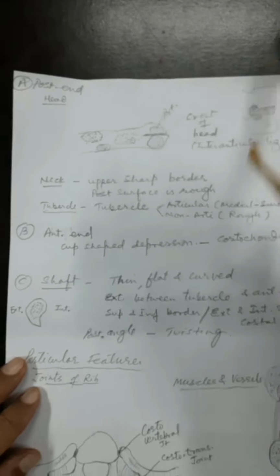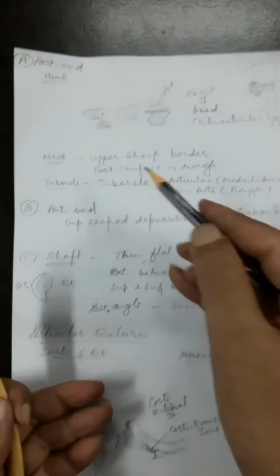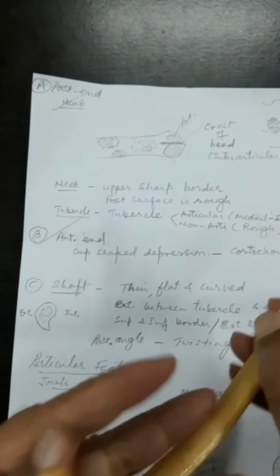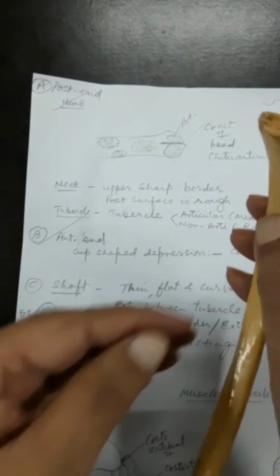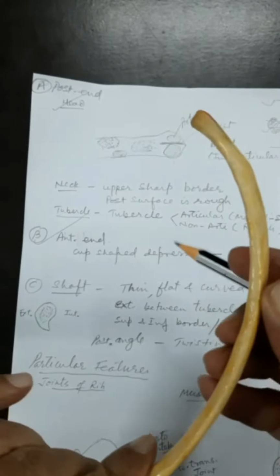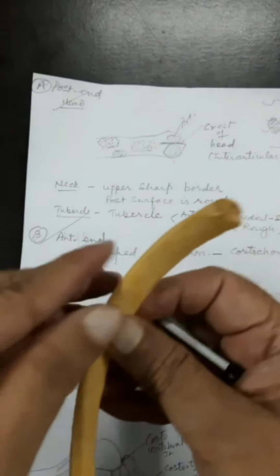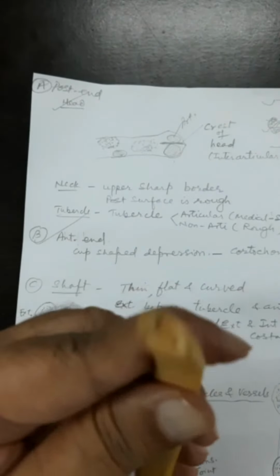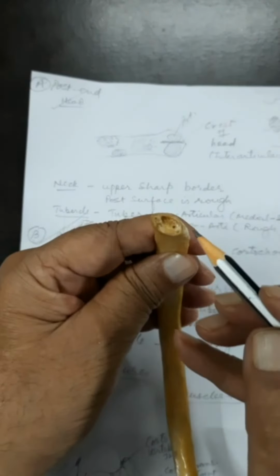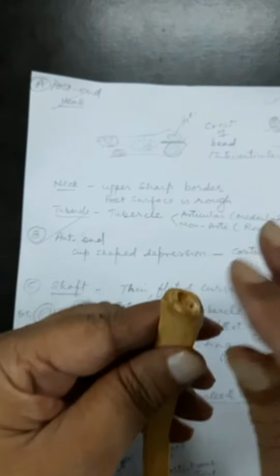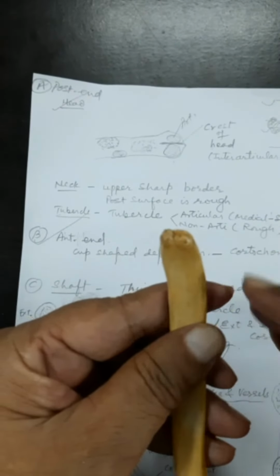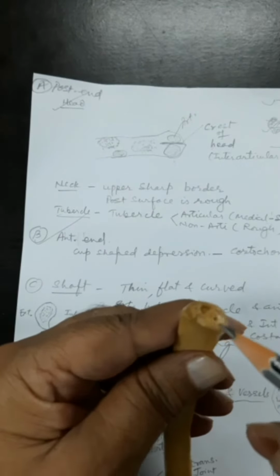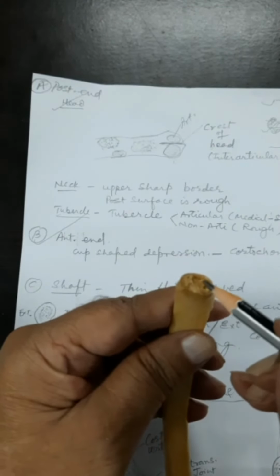Now let us come to the anterior end. We have covered the head, now we are on the anterior end. If you look at this anterior end of the rib, let me show you. Yes, there is a cup-shaped, concave depression seen here. And what will come here to get attached? It is the costal cartilage.